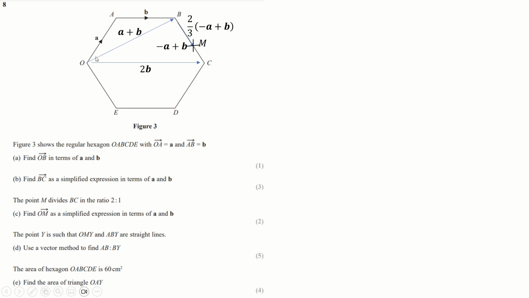O to M is clearly just a plus b plus this thing here, which simplifies to that thing there. The point Y is such that OMY and ABY are straight lines. This is interesting. So ABY is a straight line, so Y is up here somewhere. And OMY is also a straight line, so it's over here, where those two things meet. That's pretty cool. Use a vector method to find AB to BY. Okay, well, we just need to find a couple of routes here.